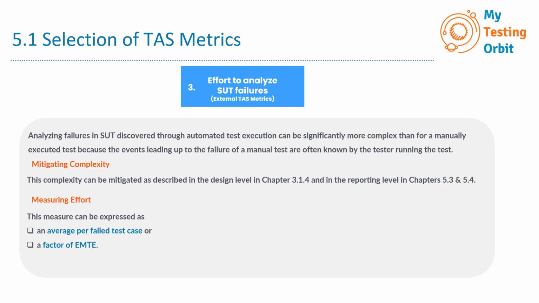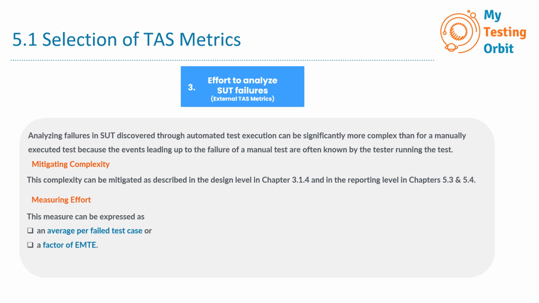And the second one is a factor of EMTE. In the previous metric, we discussed what EMT is. It's a way of measuring how much effort it would take to perform the same test manually. So when we talk about expressing something as a factor of EMTE, we are figuring out how much easier or harder it is to do a task using automation compared to doing it manually. It's like saying that automating this saves us X times the effort it would take to do it manually.